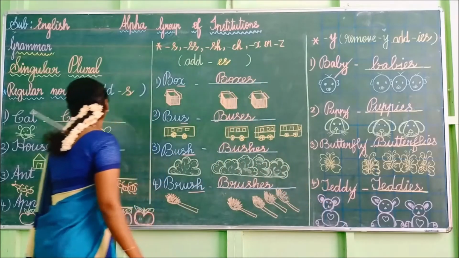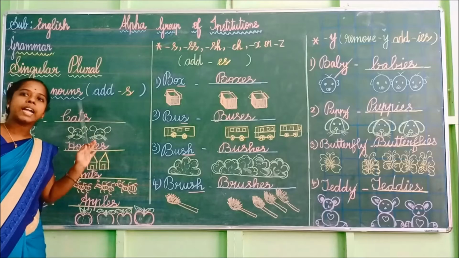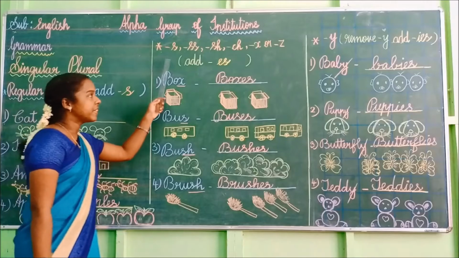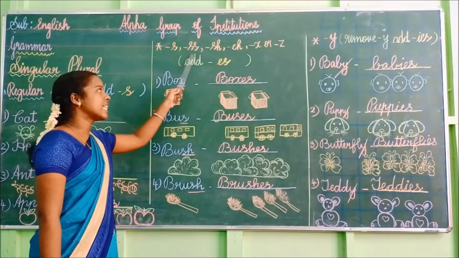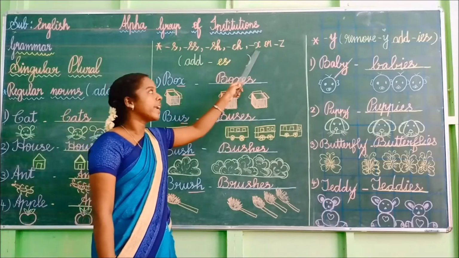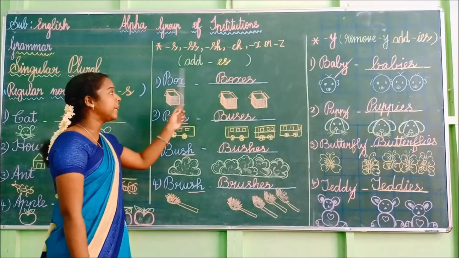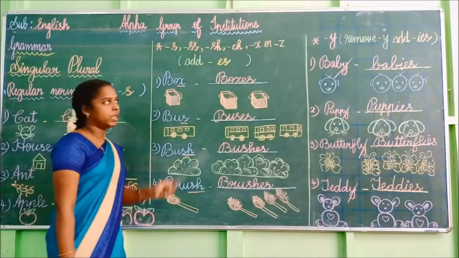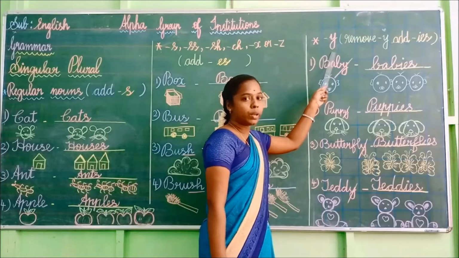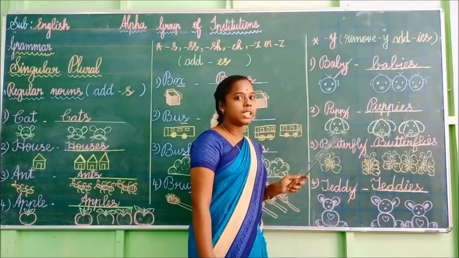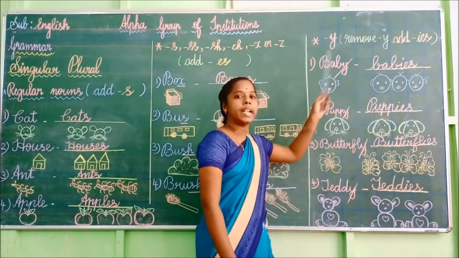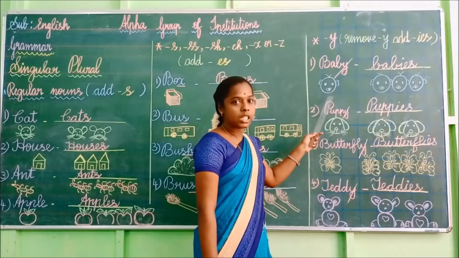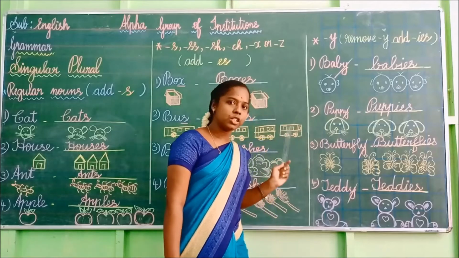The plural form of teddy is teddies. So, for the regular nouns, you just add S to the singular noun to make it plural. If the ending letter is S, SS, SH, CH, X or Z, you have to simply add ES to the singular noun to make it plural. And if the singular noun ends with Y, what do you have to do first? You have to remove the Y and add IES to the singular noun to change the singular noun into plural. Have you understood, children?